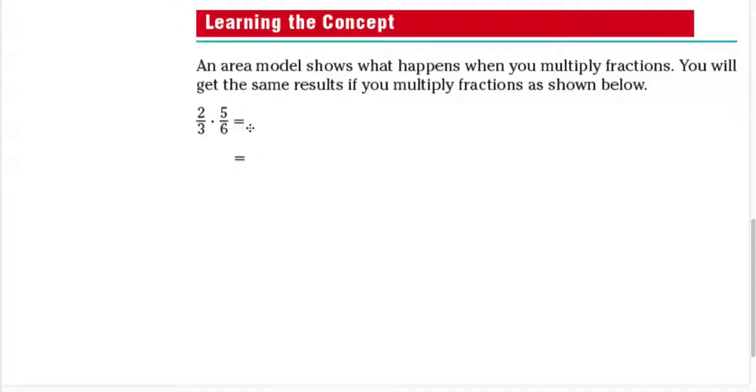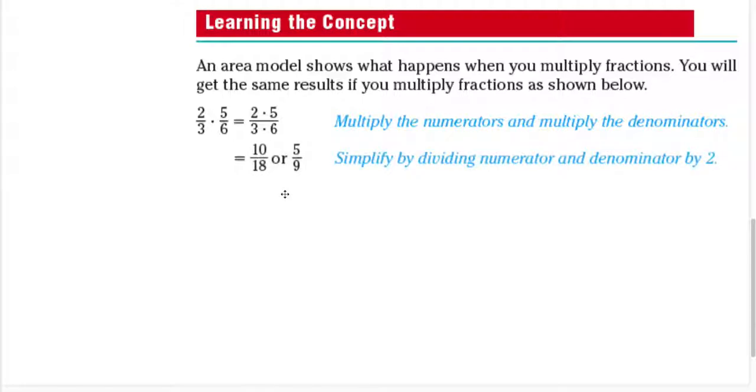2/3 times 5 over 6 is the same as multiplying the numerators, 2 times 5, and multiplying the denominators, 3 times 6. You'll end up with the same product, 10 over 18, and when you simplify that, you'll get 5 over 9.